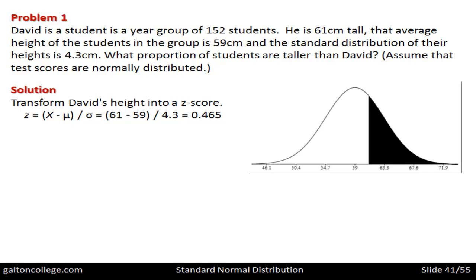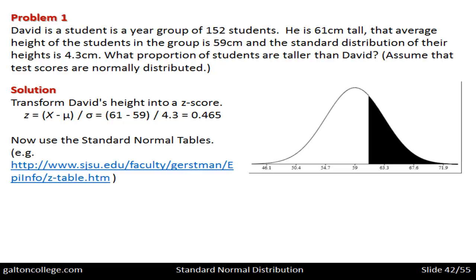Well, z is equal to x minus mu over sigma, which is equal to David's height of 61 centimeters, take away the average, which is 59, and divide by the standard deviation, which is 4.3. So David's z-score is 0.465.